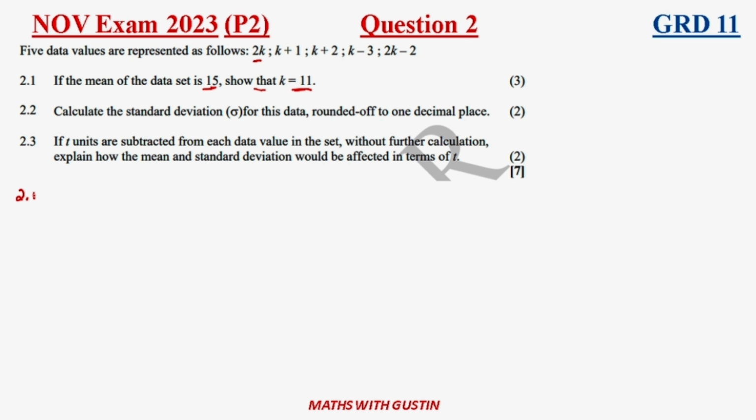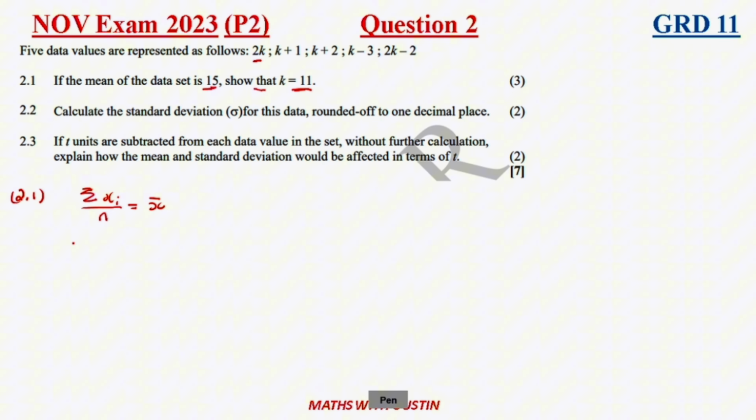So you would know that the formula for calculating the mean is the sum of the data that you are given divided by the number of data. Therefore this should give you the mean. In this case they have given us the mean, which is equal to 15. So let's get the sum of the data.